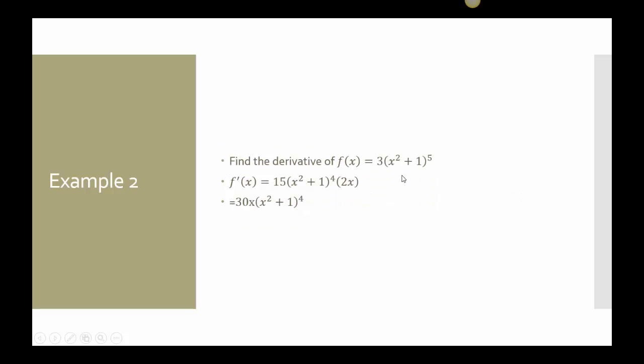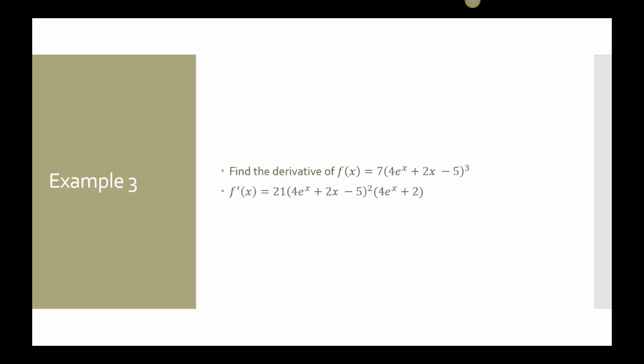So let's try it again. This one's a little bit smaller. Here I have 3 times (x squared plus 1) to the 5th. So the first thing I'm going to do to take the derivative is bring down that 5. So 5 times 3 gives me 15. The x squared plus 1 stays the same, now it's to the power 4. And then inside, x squared plus 1, the derivative is 2x. I can simplify this because I have that 15 and the 2x. I could bring those two together and get 30x times (x squared plus 1) to the 4th.